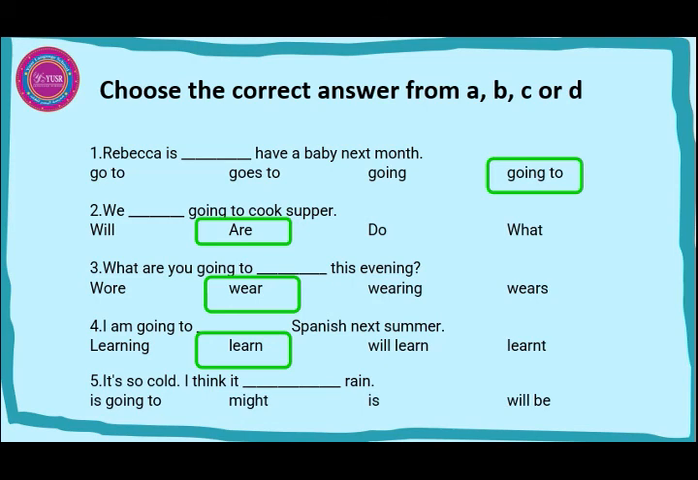Last question, "It's so cold. I think it space rain." "I think it is going to rain." "I think it might rain." "It is rain." No, "it will be rain." No. It's so cold. I think it is going to rain because it's cold.